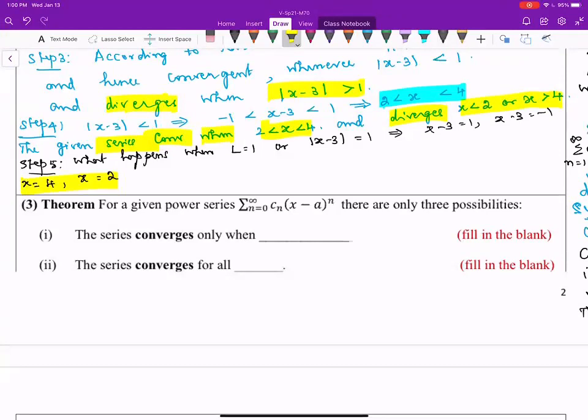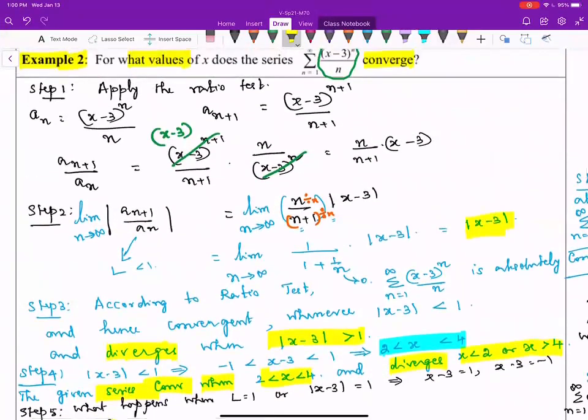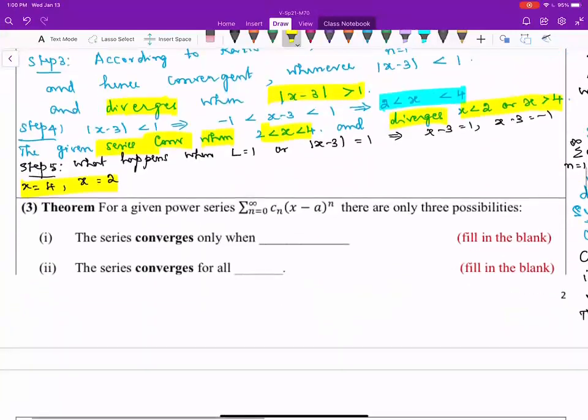So this is the third part of the concept video for Section 11A, power series. Earlier we saw some examples of how to decide the values of x for which the series converge. And in this theorem, Theorem 3, for a given power series, sigma Cn (x minus a) to the power n, n varies from 0 through infinity, there are three possibilities.